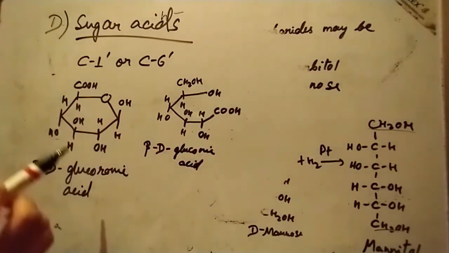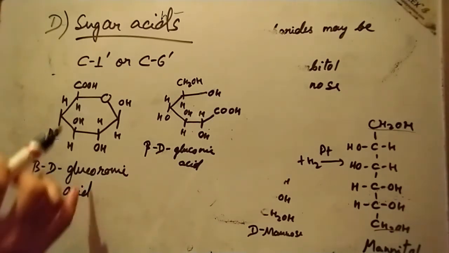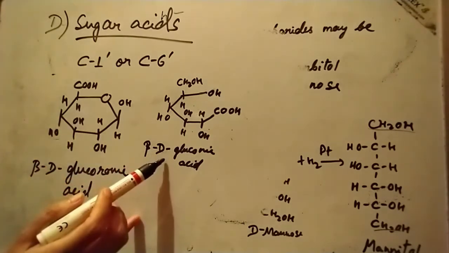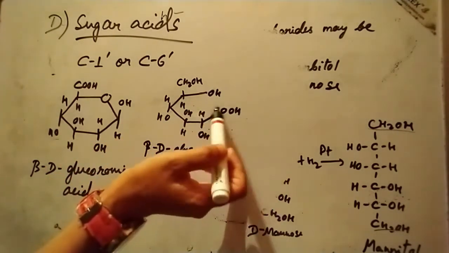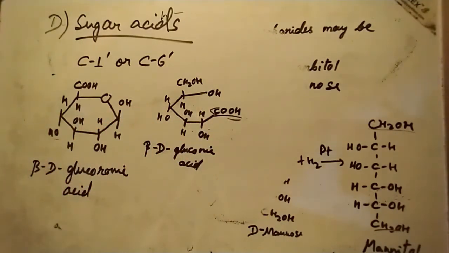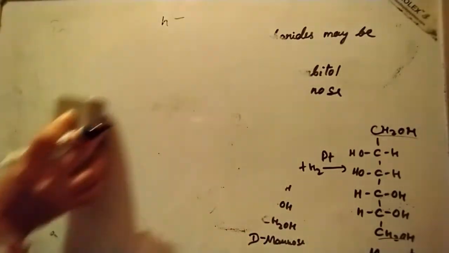Okay, so remember these two examples, the glucuronic acid where carbon number 6 gets oxidized, and the gluconic acid where the oxidation takes place at carbon number 1. And another, that is the last important group of sugar derivatives, it is the sugar phosphates.